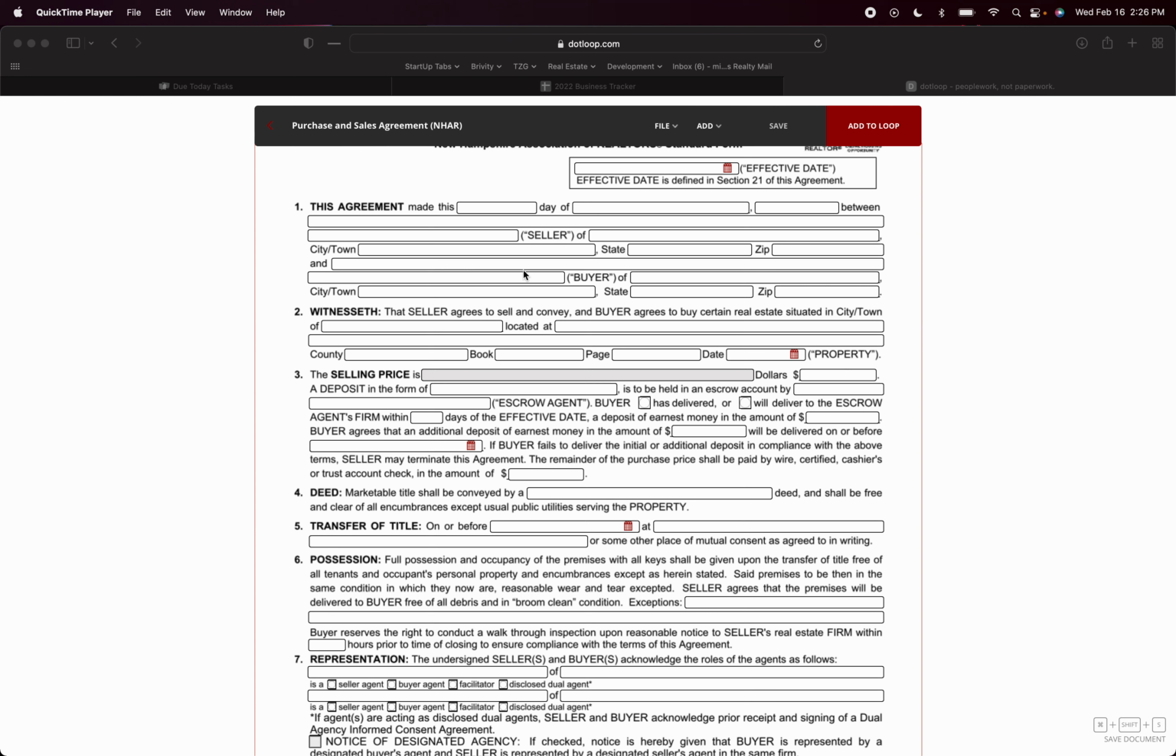In the next section here, you're going to be writing the buyer's information, and again, you're going to put their street address, city, town, state, and zip code. Most times a purchase and sale agreement is written by the buyer's agent, so you're probably going to have this information if you're writing out the purchase and sale.